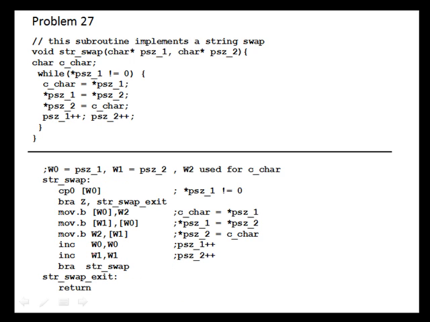We could save a couple lines in the solution by noting that this increment of W0 could actually be done as a post-increment addressing mode right here, while this increment of W1 could be implemented as a post-increment of this addressing mode right there. That would eliminate 2 instructions from this loop.